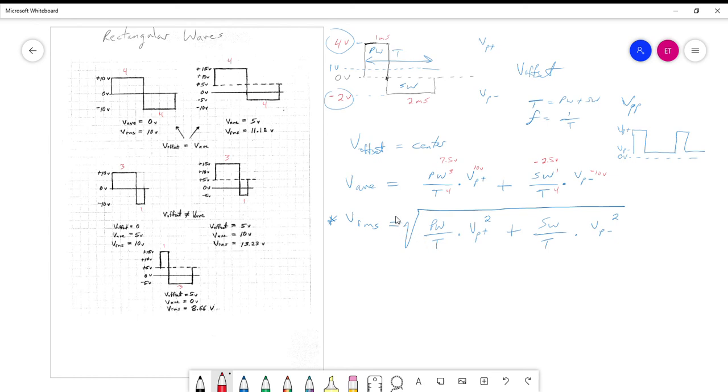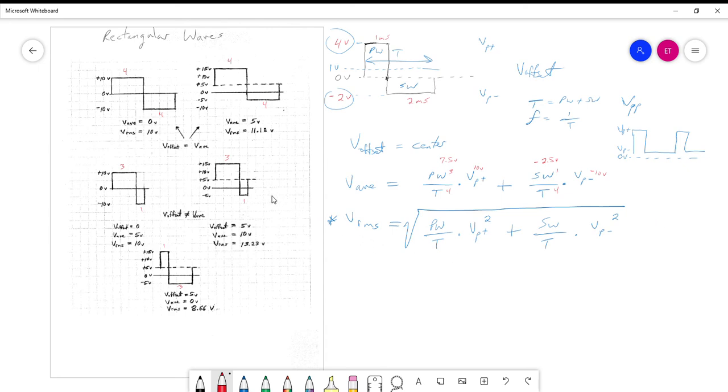Our book actually does not address RMS for rectangular waves. It runs a little bit of practice problems for you with average, but it doesn't address this. So this is kind of important to get into your notes. It's not that much more to add, is it? But it's nice to have. Okay.